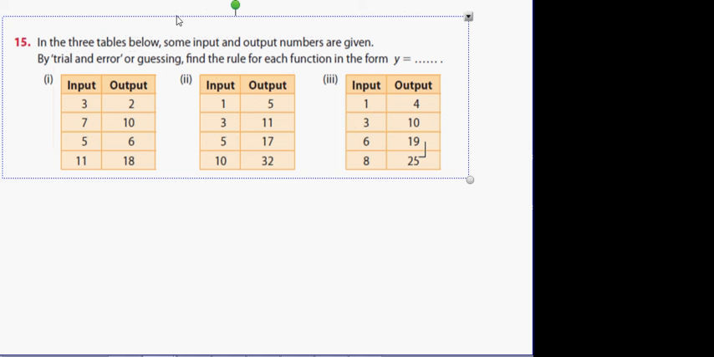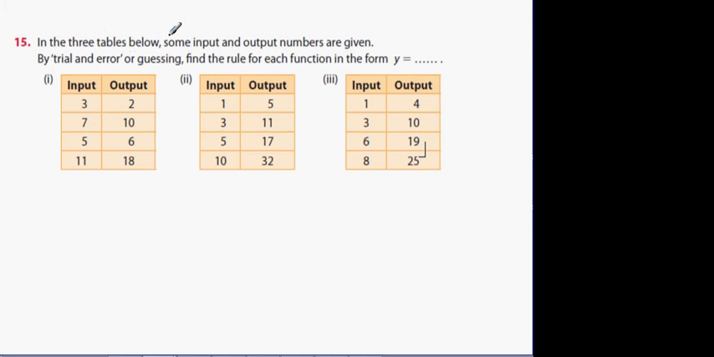15. In the tables below, some input and some output numbers are given. By trial and error or guessing, find the rule for each function in the form y equals something. Okay. 3 turns into 2, 7 turns into 10, 5 turns into 6, and 6 turns into 18. Anybody see a pattern yet? Sorry? Multiply by 2 minus 4. You're right, Dennis. But how did you figure it out? Can you even explain how you figured that out?